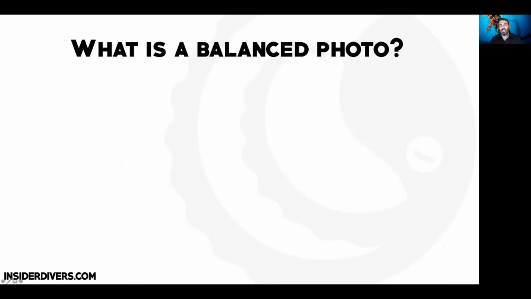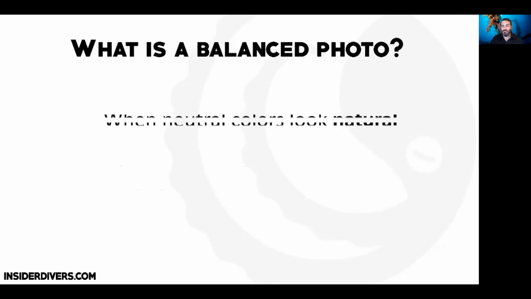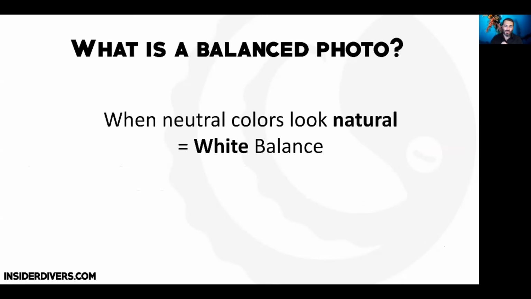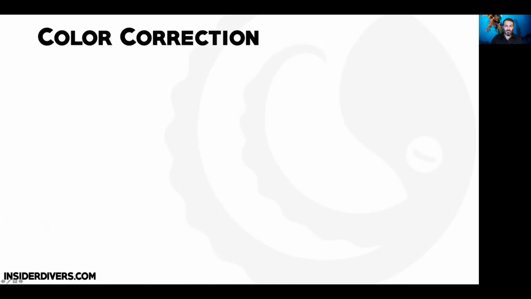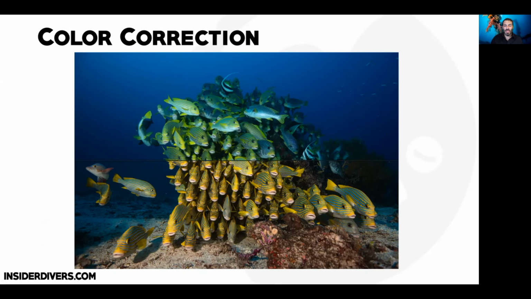So what essentially is a balanced photo? Well, a balanced photo is when the neutral colors look natural. So in underwater, we've kind of decided to call that white balance. In photography and video, sometimes they call it gray balance. I've also seen some people call it neutral balance. Essentially, what it means is when you've color corrected your photo, everybody says, oh, nice, now it's all nice and yellow.